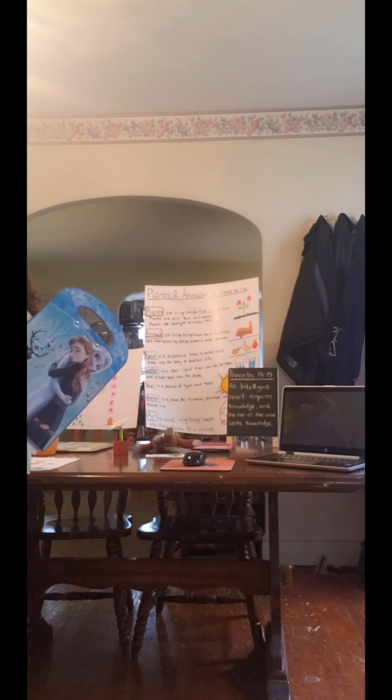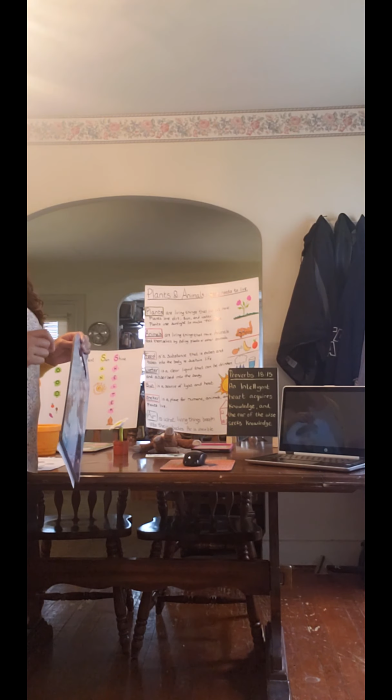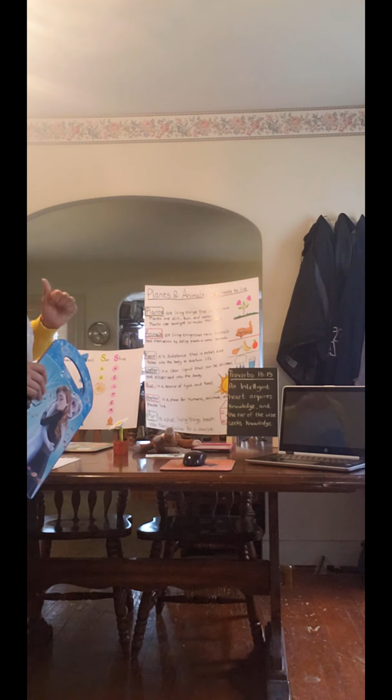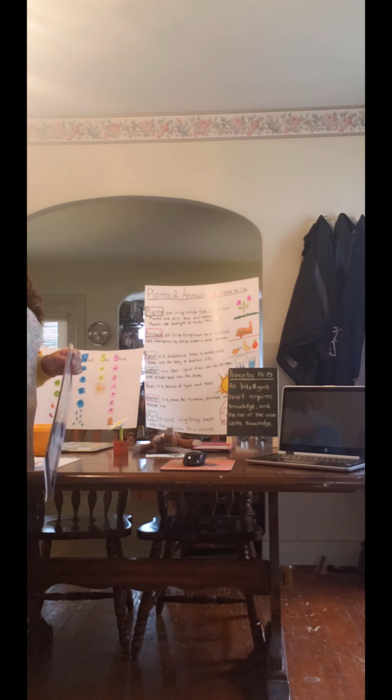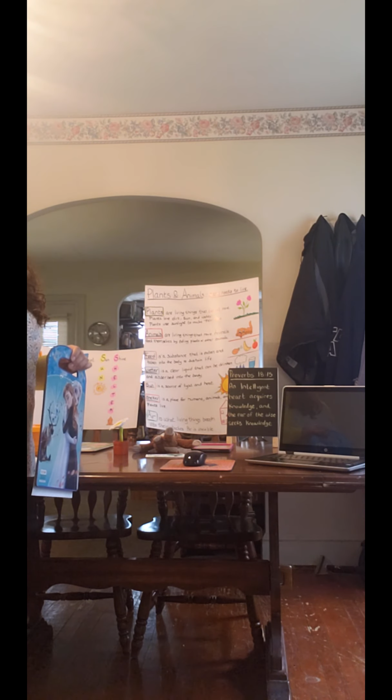Food is a substance that we eat and is taken into the body to sustain life. Water is a clear liquid that can be drunk and absorbed into the body. Sun is a source of light and heat. Shelter is a place for humans, animals, and plants to live in. And air is what living things breathe into their bodies. Air is invisible. We can't see air.